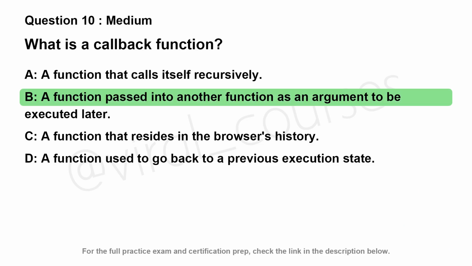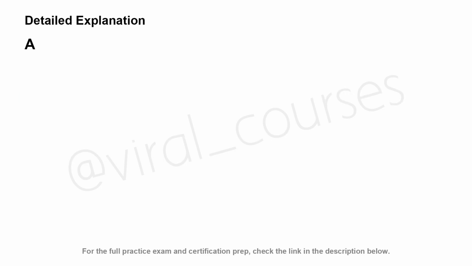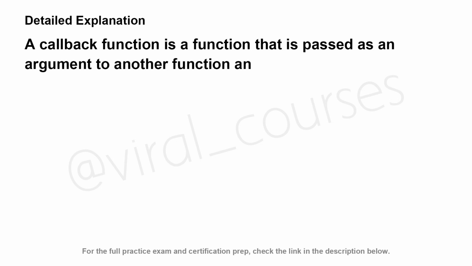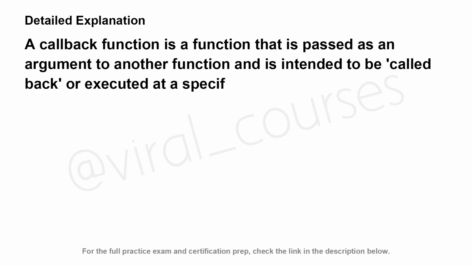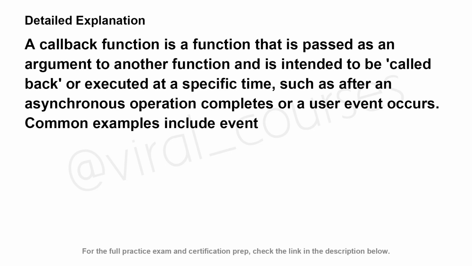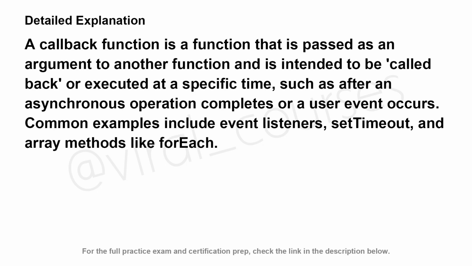The correct answer is B. A callback function is a function that is passed as an argument to another function and is intended to be called back or executed at a specific time, such as after an asynchronous operation completes or a user event occurs. Common examples include event listeners, setTimeout, and array methods like forEach.